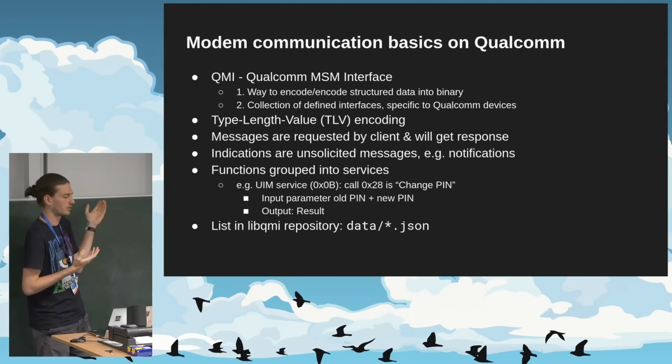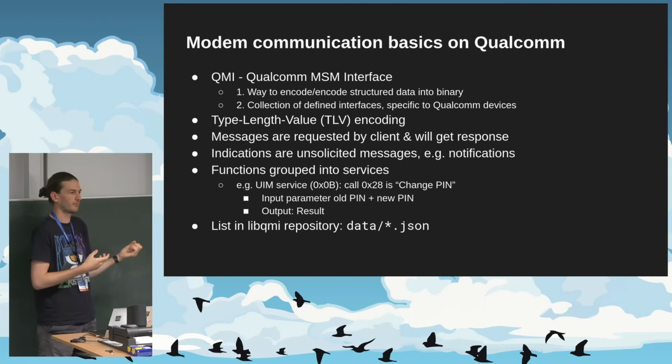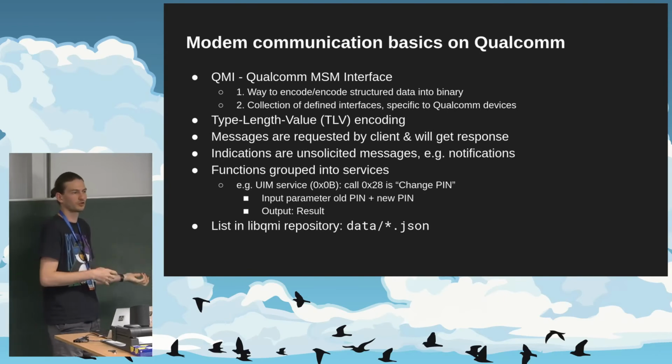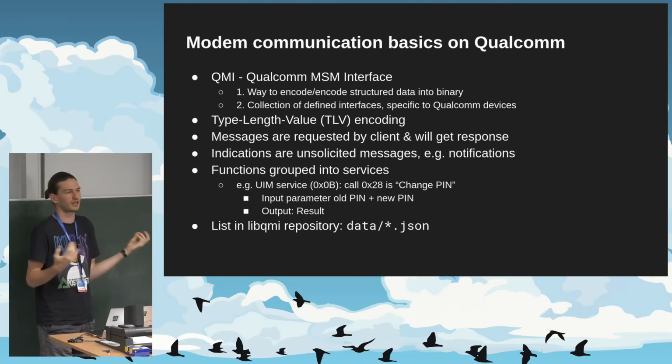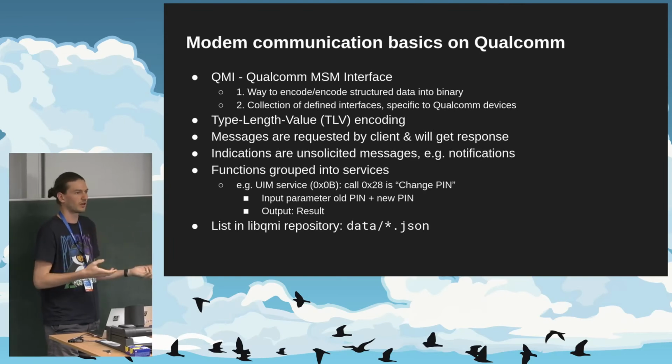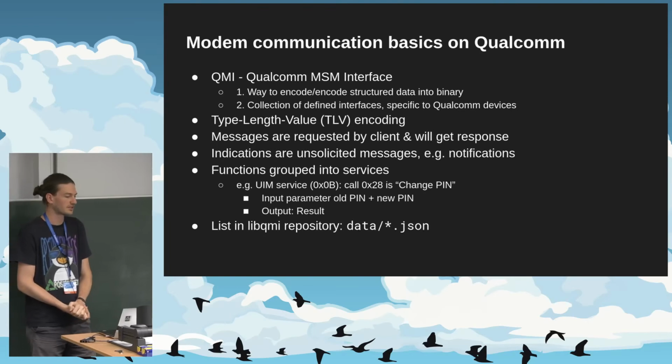For example, here call number 0x28 is change PIN, and as input parameters this call, which is statically defined like an interface, takes the old PIN from the SIM card and the new PIN you want to change it to, plus a few other things. As an output you get the result, so whether the change was successful, and you also get a few other things back. So if it wasn't successful, you get back how many tries you have left, and things like this.